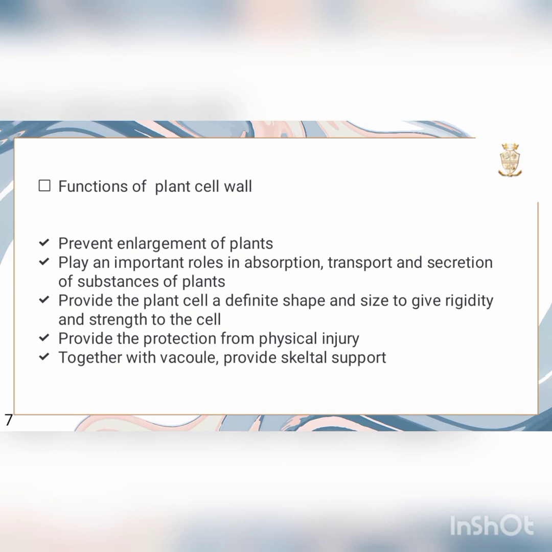Functions of plant cell wall. The plant cell wall prevents the enlargement of plants and it plays an important role in the absorption, transport and secretion of substances of plants. It provides protection from physical injury. Together with vacuole, plant cell wall provides skeletal support and also it provides the plant cell a definite shape and size to give the rigidity and strength to the cell.